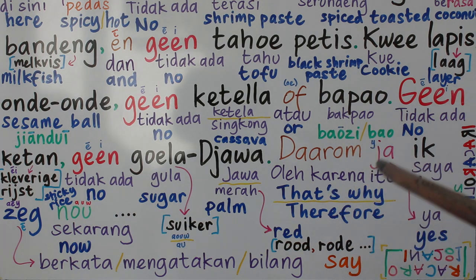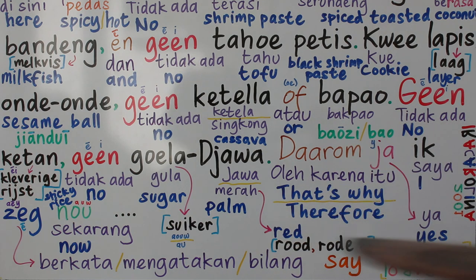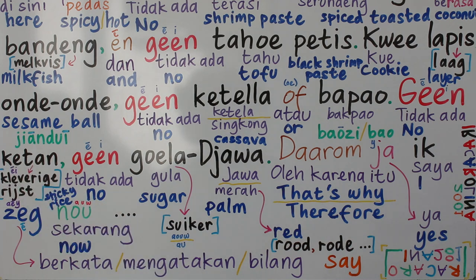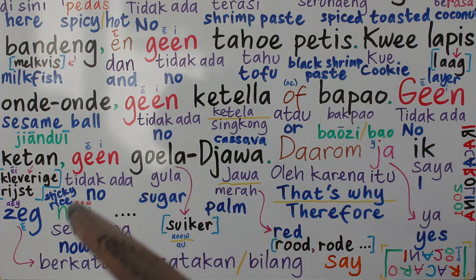In Chinese or Mandarin, the letter B is pronounced as P. That's why Beijing is more like Peijing. And this one, Paoshi. I apologize if I pronounce it incorrectly or not perfectly. Paoshi, or Pao. Okay. And now this one, ketan. Ketan, or sticky rice.